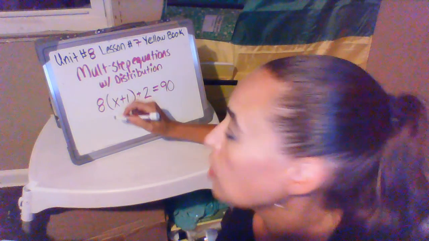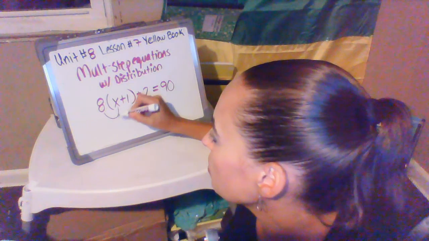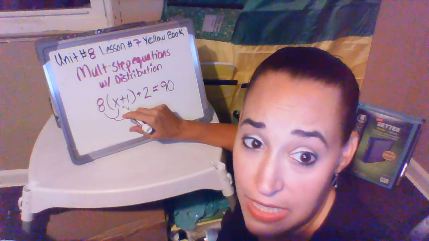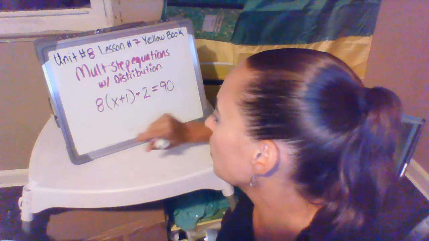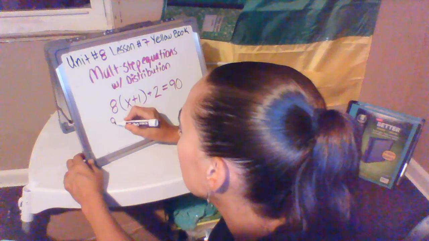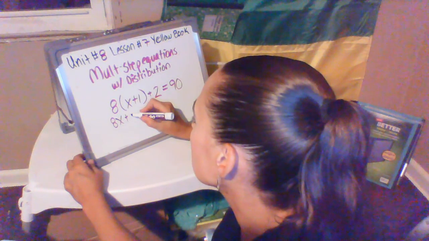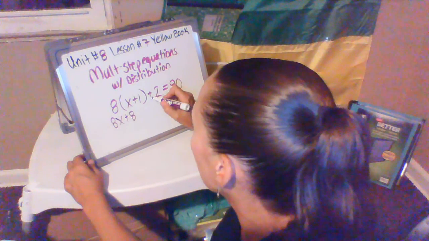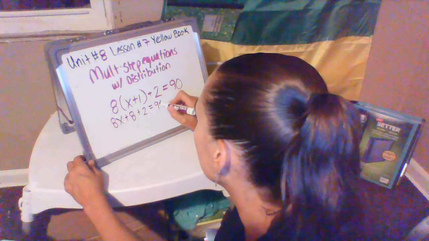So again, we already learned how to distribute. If you see a number on the outside, that number gets distributed to both terms on the inside. So as you can see, it's going to go to the x and it's going to go to the 1. So just to make room, I'm going to say 8 times x is 8x. 8 times 1 is plus 8. And then I still have plus 2 equals 90.